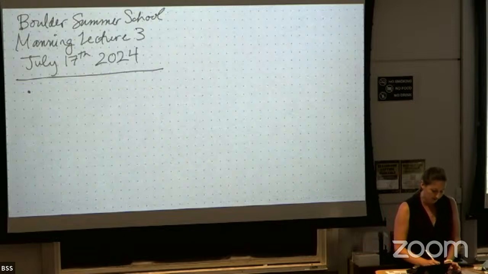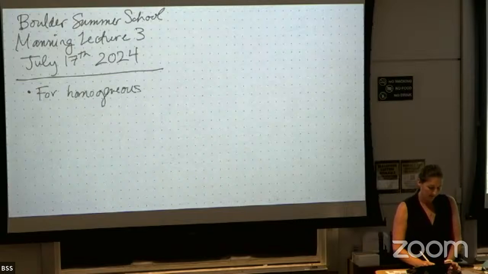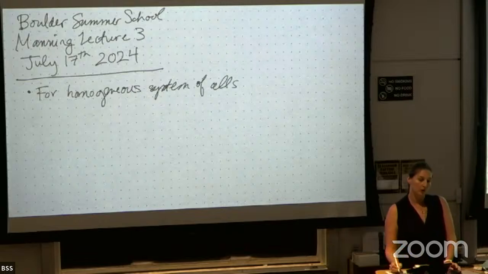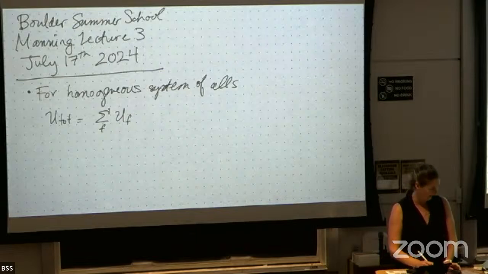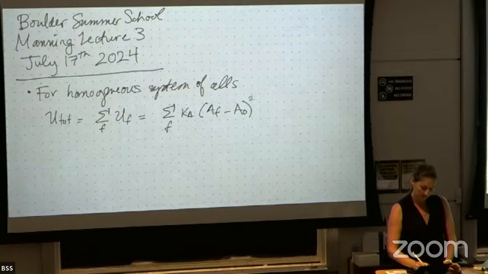So the first thing we're going to do is say, if we have what's called a homogeneous system of cells, that means the model parameters are the same for every cell. Then the equation that you have from our lecture last time is much simpler. So the total energy is now the sum over all of those energies for individual faces of cells. But because the properties are all constants now, you can write it down in the following form. Kp (P minus P naught) squared.